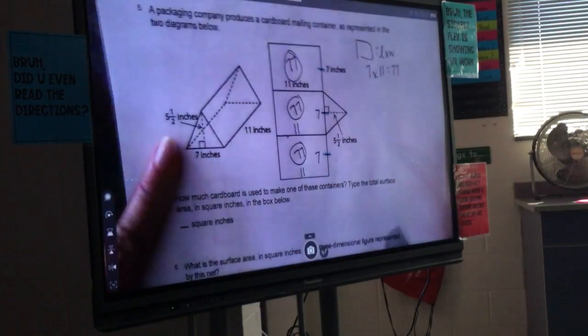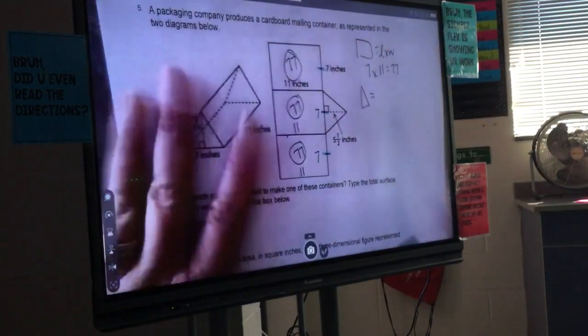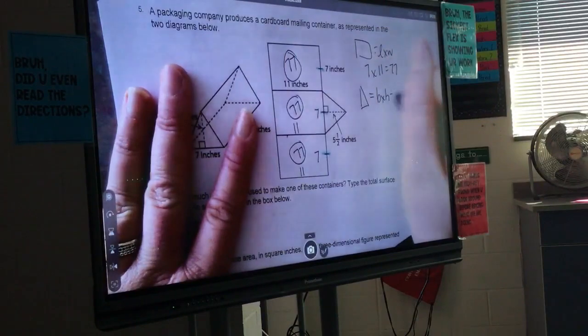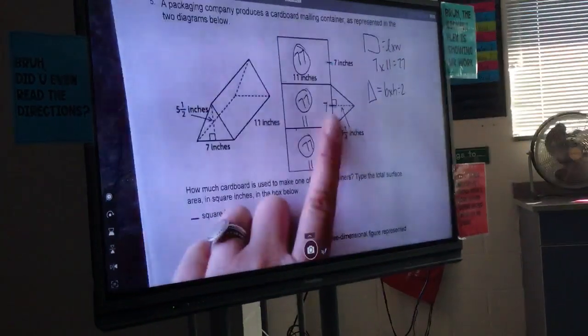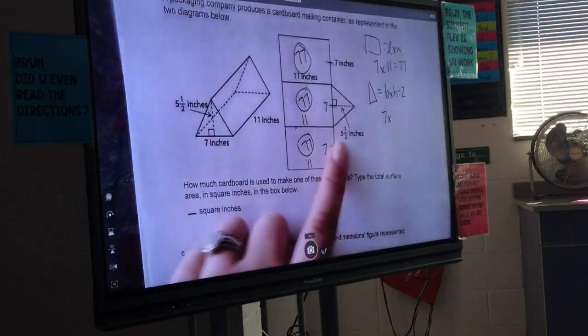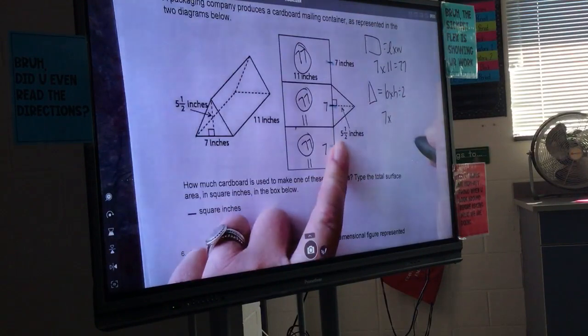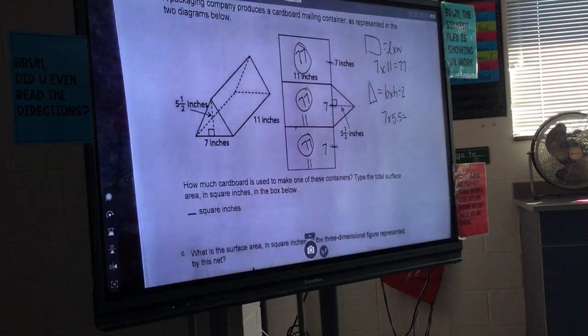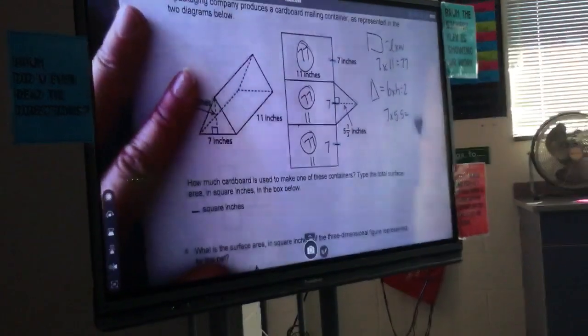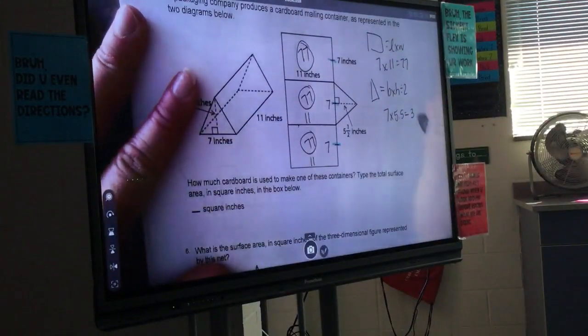All right, now we have to find the area of the triangle. So it's base times height divided by 2. My base is 7. And my height is what? Dominic? My height is 5.5. Okay. So everyone type into your calculator 7 times 5.5. Bentley, what'd you get? 38.5. Okay, 38.5.